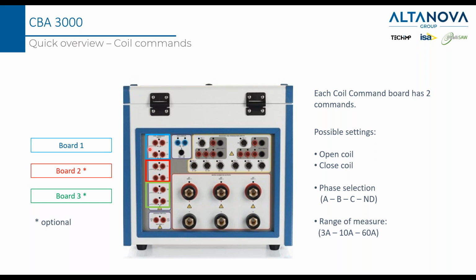Then we come to the coil commands. There can be 2, but also 4 or 6. You are free to program each one of these to be an open or close command, and you can also assign each one as you like to phase A, B, or C, or not defined if you have one coil that commands the 3 phases together. And we can measure coil current with peaks up to 60 amps.